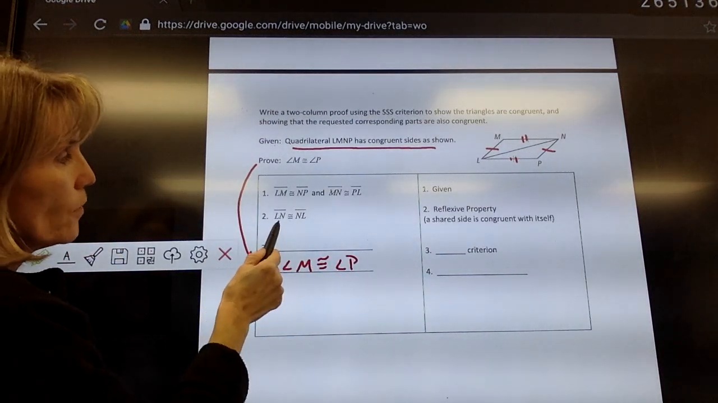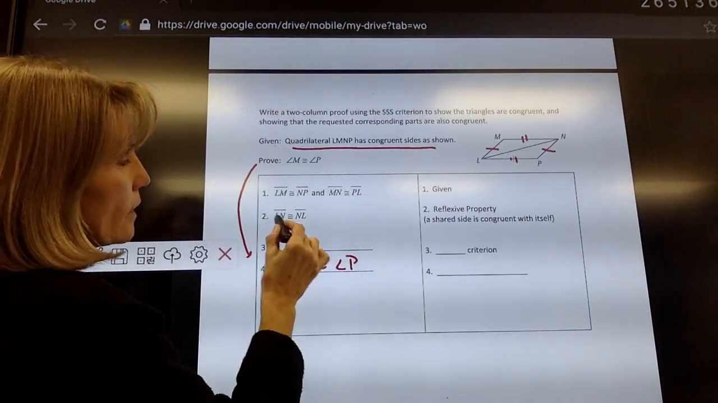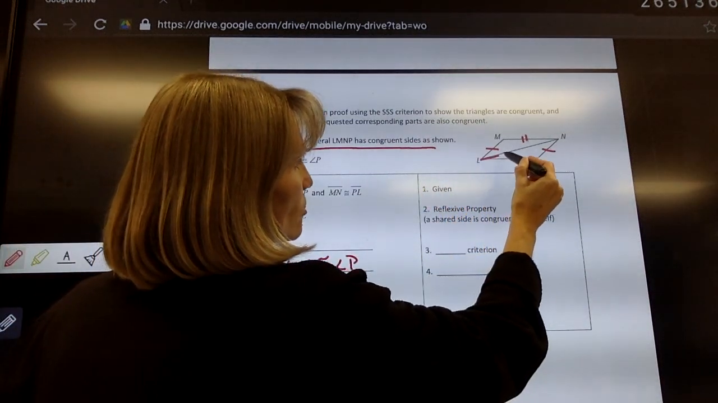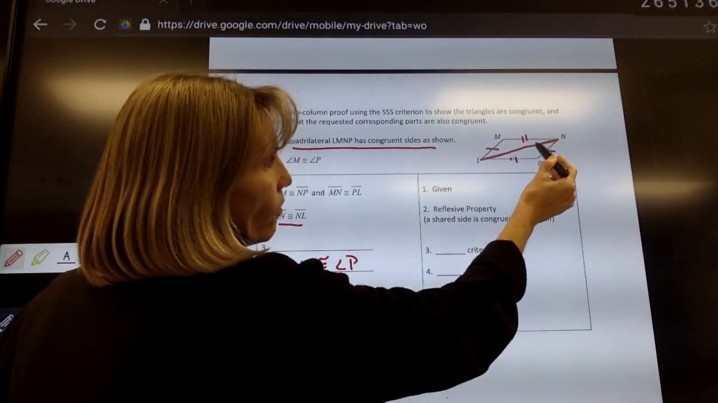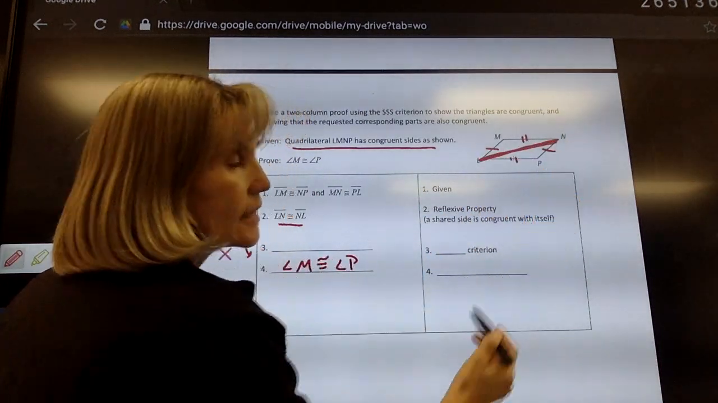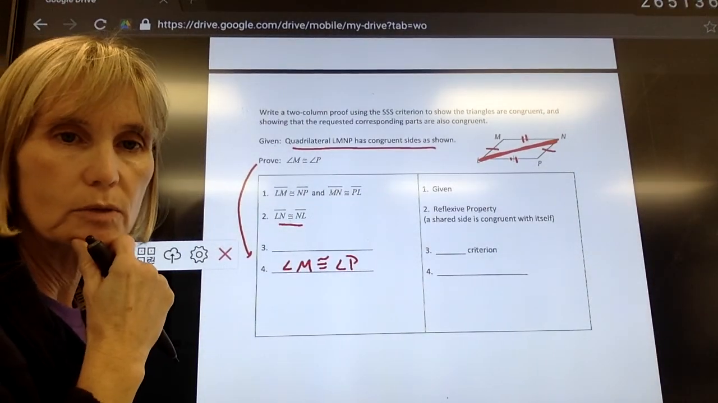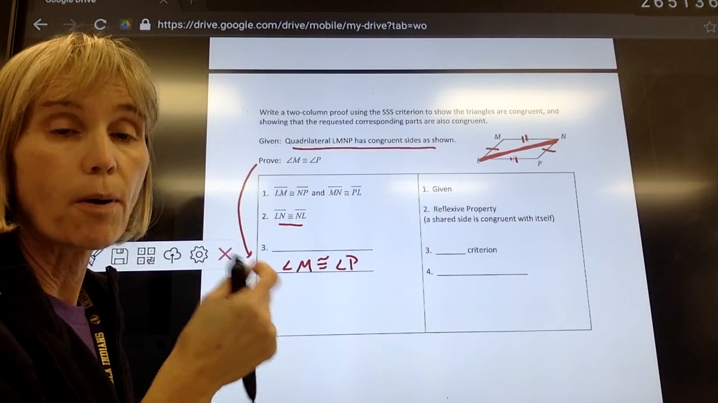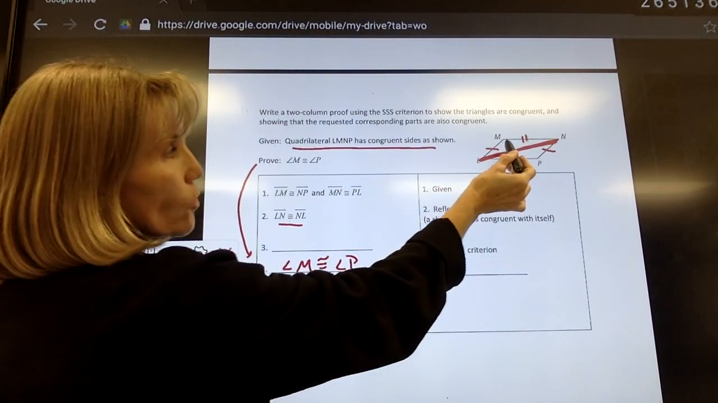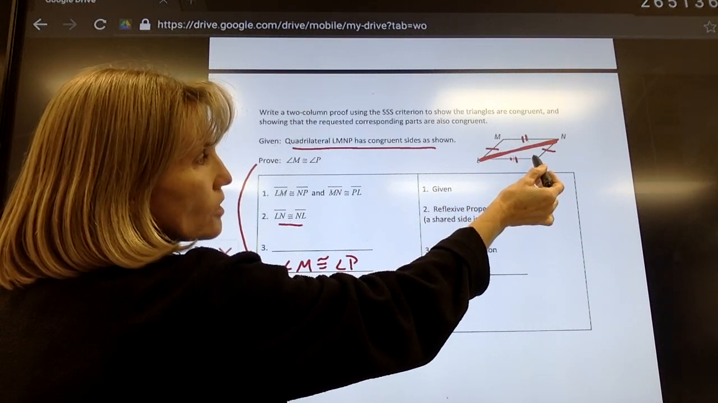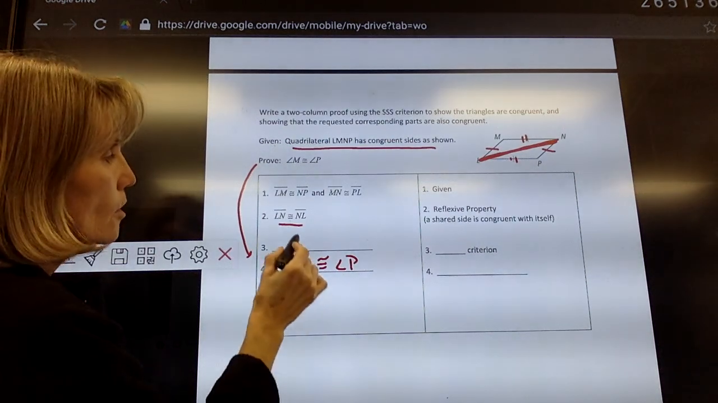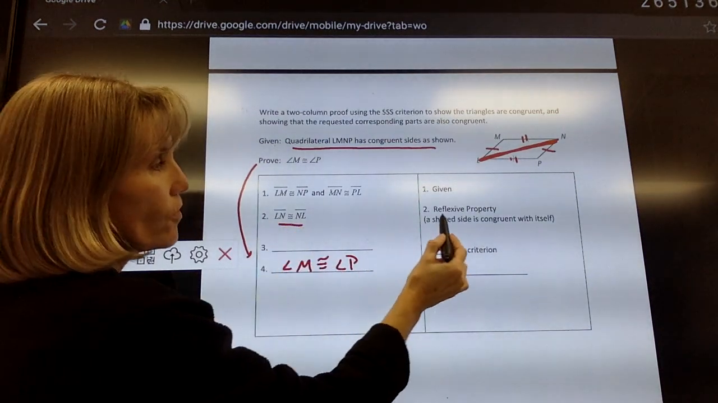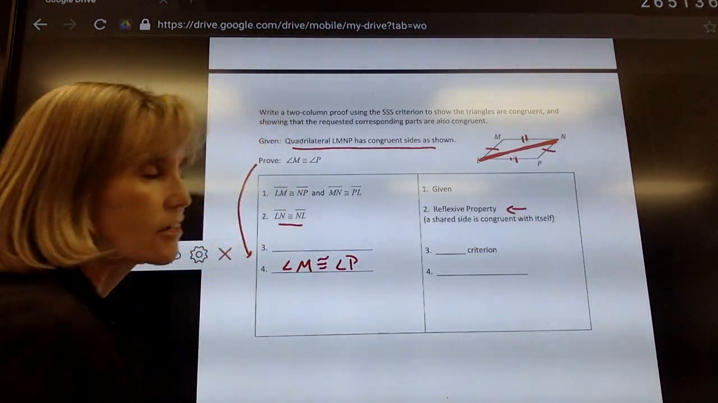Okay? Now, here's one that's going to be new for you. It says segment LN is congruent to segment NL. Look at that. Here's NL. Okay? That's the same line. Why is it congruent to itself? Okay? It's part of both triangles. We're trying to show that this top triangle is congruent to this bottom triangle. Well, that side is part of both of them. So we can say that it's congruent to itself, and we call that the reflexive property.